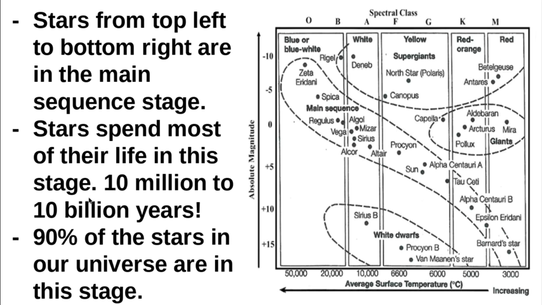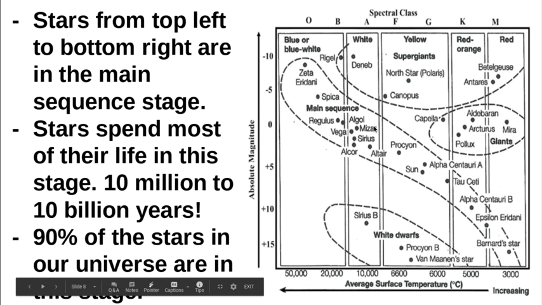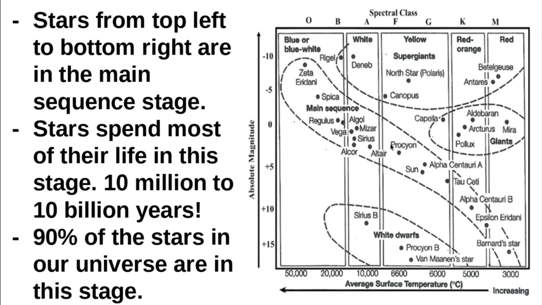Okay, stars from the top left to the bottom right are in your main sequence. So in this area, these stars are in the main sequence stage of their life. They're here for about 10 million to 10 billion years. Our sun is in its main sequence stage. 90% of the stars in the universe are in the main sequence stage of their life. So these stars plotted here are all in the main sequence stage.